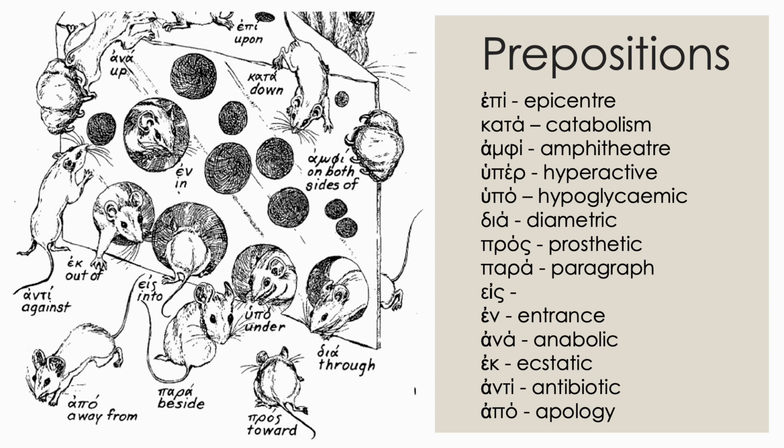Ek means out of, so ecstatic is an example of that, out of that strong feeling. Anti, against, as in antibiotic, because antibiotics kill the biotic agent. Bios means life, so it's against life. Antibiotic, it's killing those bacteria.